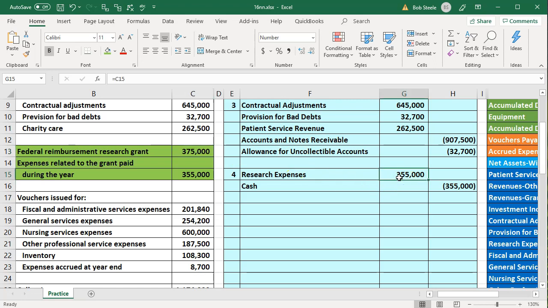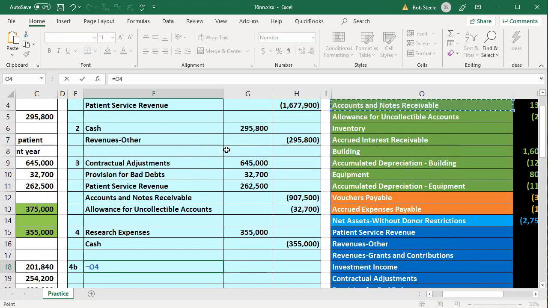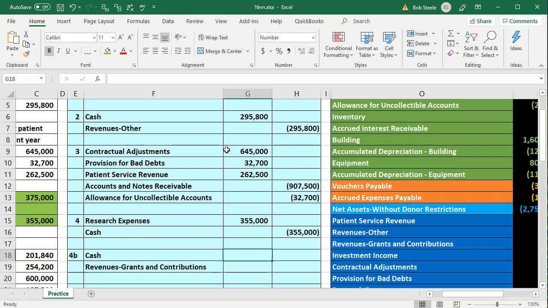Already been posted. The transactions or the linked cells are the same. So now we have the $355,000. Then we're going to say 4B is going to be the amount that we're going to get from the grant. Now, we're not going to get the $375,000 because it's a reimbursement grant. We're only going to get the amount up to what we have spent for the research, which is the $355,000. So we're going to say this will be equal to cash that we're going to receive for the grant, and then the credit is going to go to revenues for grants and contributions. The amount is going to be that $355,000, and the credit will be $355,000.